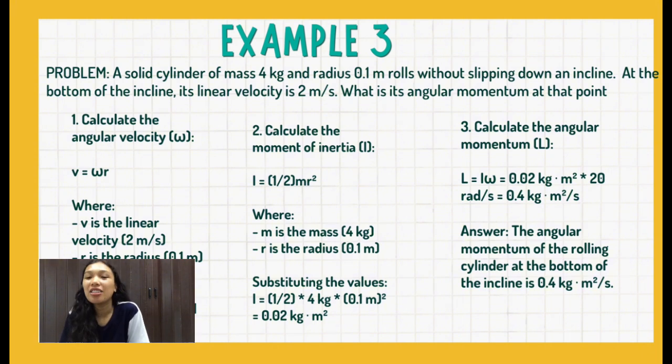Number 3, calculate the angular momentum. So, angular momentum is equal to moment of inertia times angular velocity. So, equal siya sa 0.02 kilogram meter squared times 20 radians per second. So, may equal na din siya sa 0.4 kilogram meter squared per second. So, answer, the angular momentum of the rolling cylinder at the bottom of the incline is 0.4 kilogram meter squared per second.